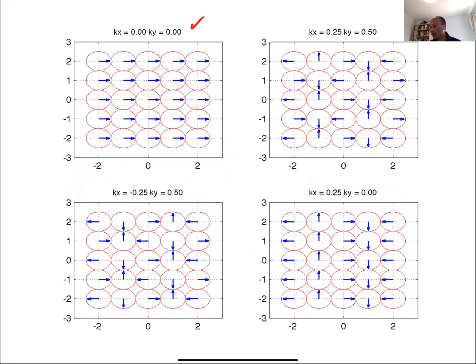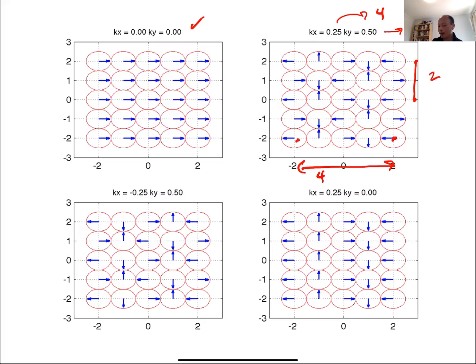So 0.25 would correspond to a spatial period of 4, and this would correspond to a spatial period of 2. So let's see if that's the case. Yeah, it does look like from here, one period from this spin to this spin has a period of 4. And here, to repeat, that's a period of 2. So that makes sense. Okay.